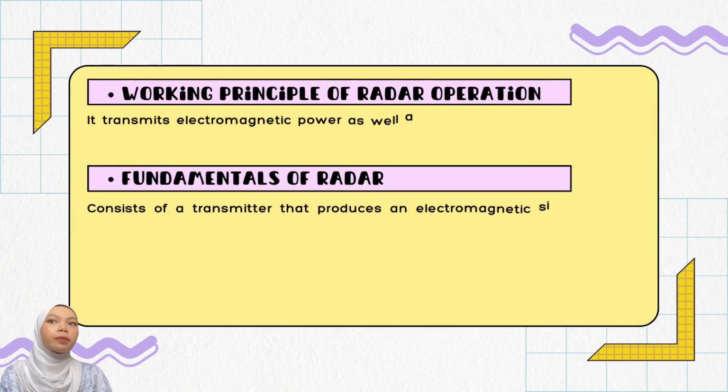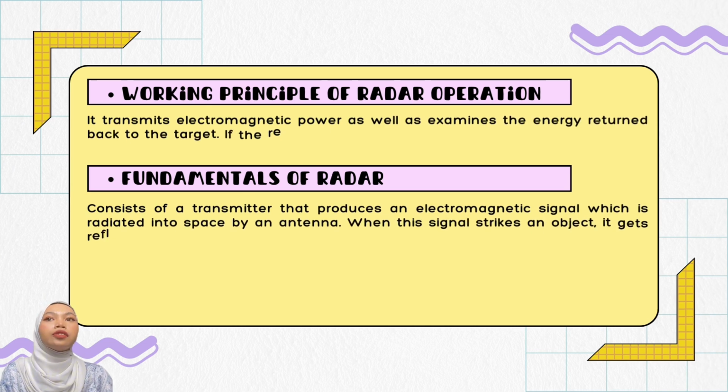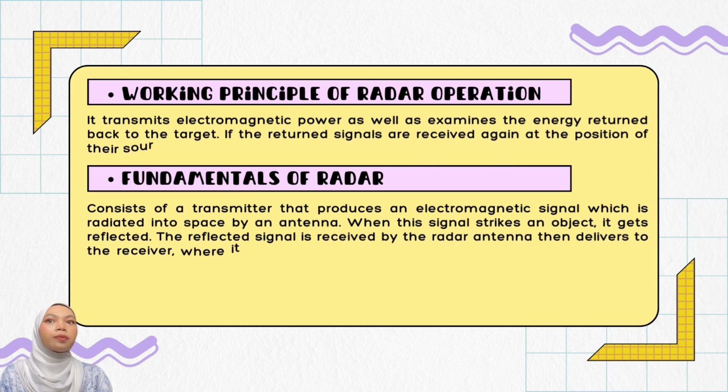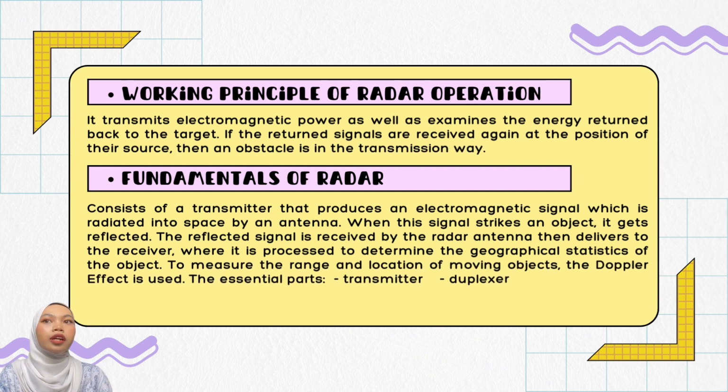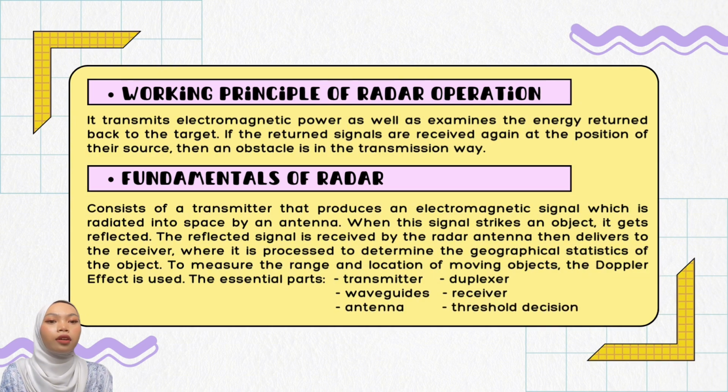Next, we move on to the working principle of radar operation. Radar operation transmits electromagnetic power as well as examines the energy returned back from the target. If the return signals are received again at the position of their source, then an obstacle is in the transmission way. Fundamentals of radar consist of a transmitter that produces an electromagnetic signal which is radiated into space by an antenna. When this signal strikes an object, it gets reflected.